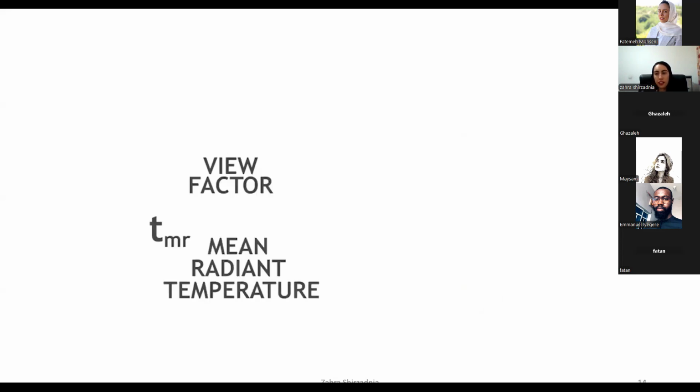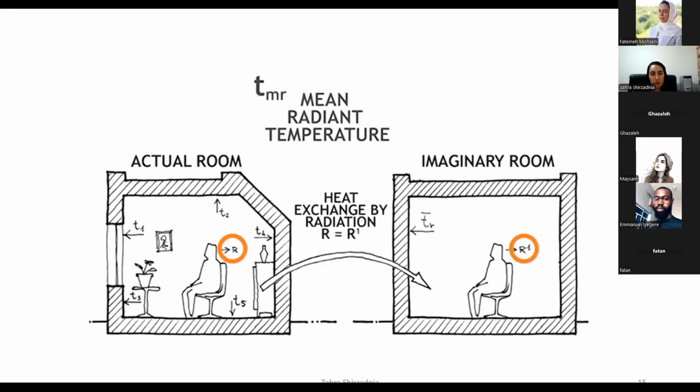A specific index, the mean radiant temperature, was introduced with this view factor. The mean radiant temperature is defined as the uniform temperature of an imaginary enclosure in which the radiant heat transfer from the human body is equal to the radiant heat transfer in the actual non-uniform enclosure. It is important to note that the mean radiant temperature is a function of the position at which it is measured.